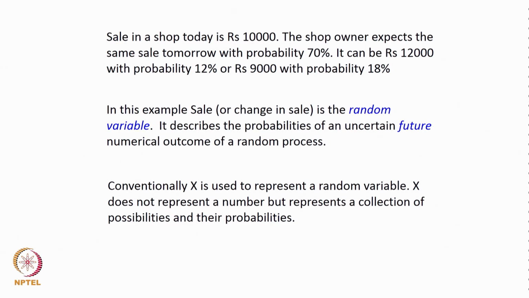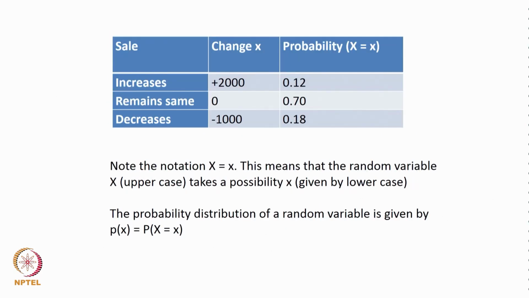So conventionally, capital X or uppercase X is used to represent a random variable. X does not represent a single number, but represents a collection of possibilities and the probabilities associated with them. So in this case, change X is the variable we are looking at. So increase is plus 2000 is a change with probability 0.12. If it remains the same, 0 with probability of 0.7, and if it decreases, it is minus 1000 with a probability of 0.18. Note that the notation capital X equal to small x means that the random variable X uppercase takes a possible value of small x given by the lowercase.